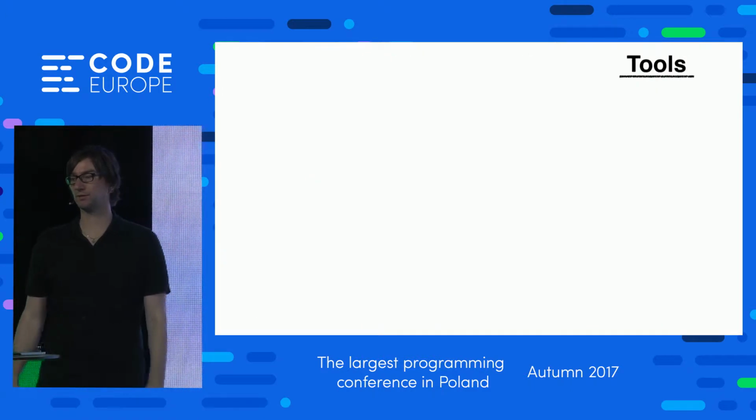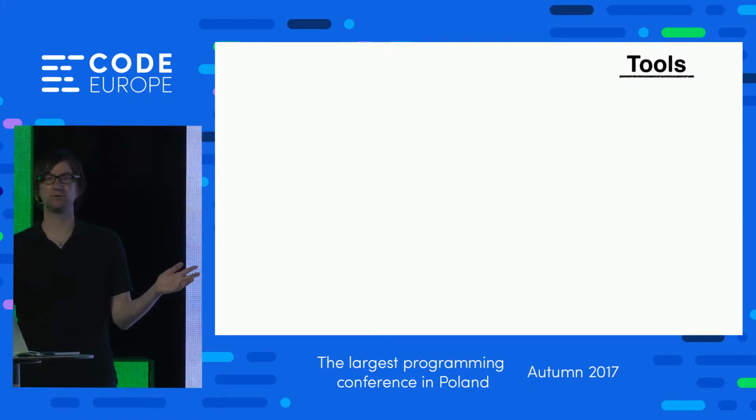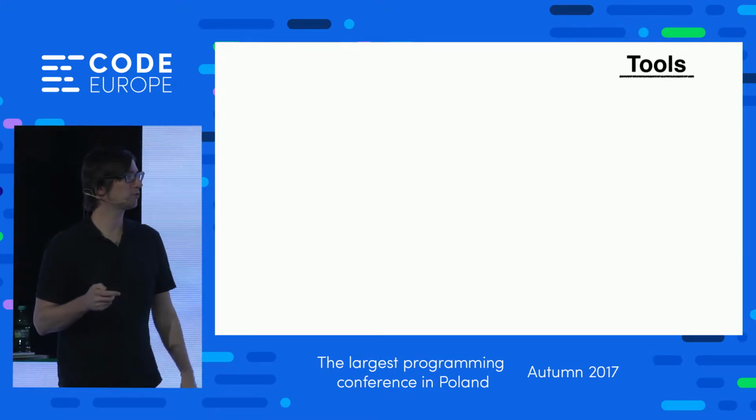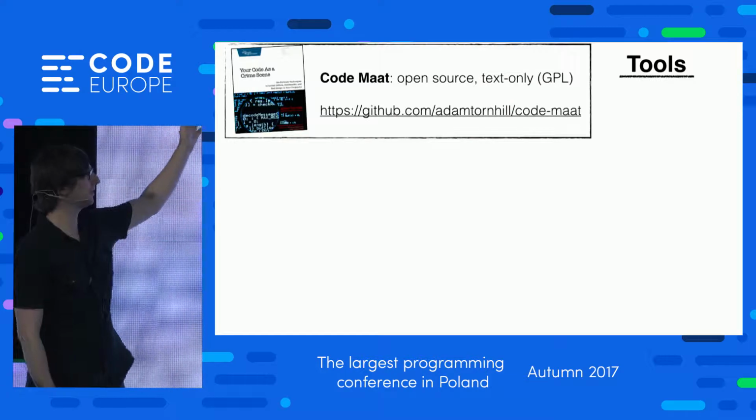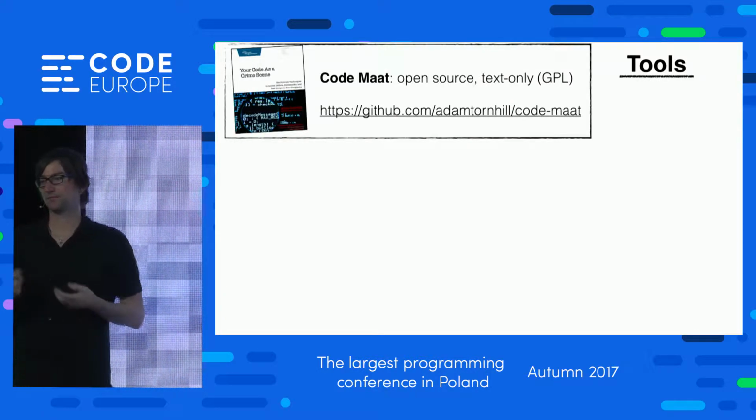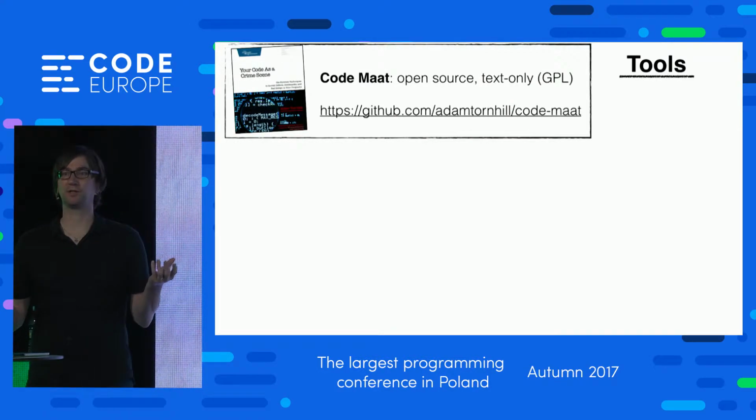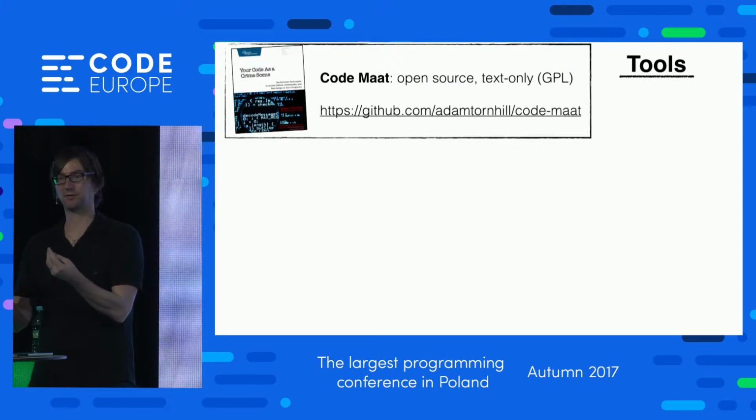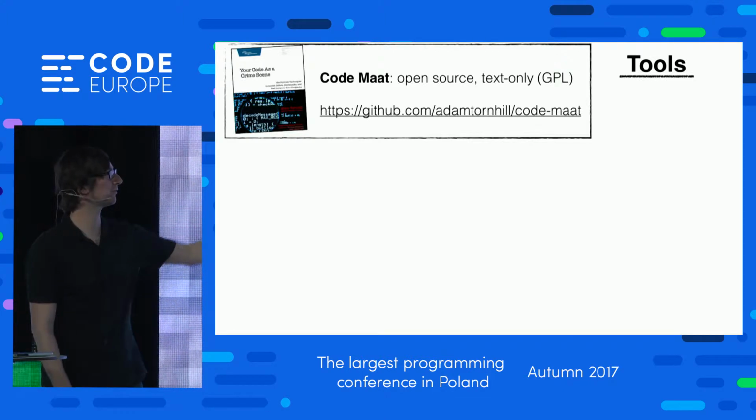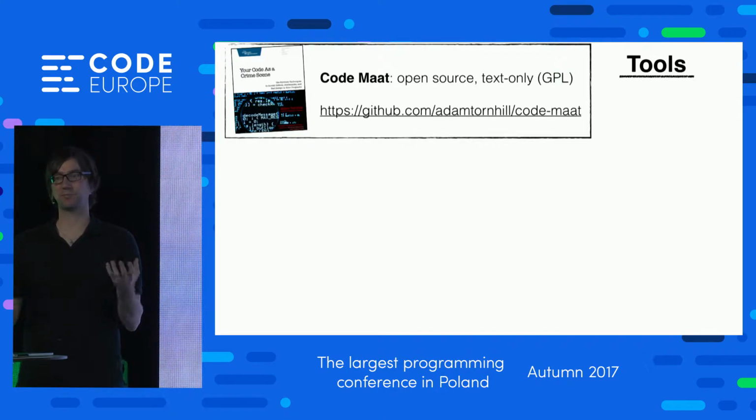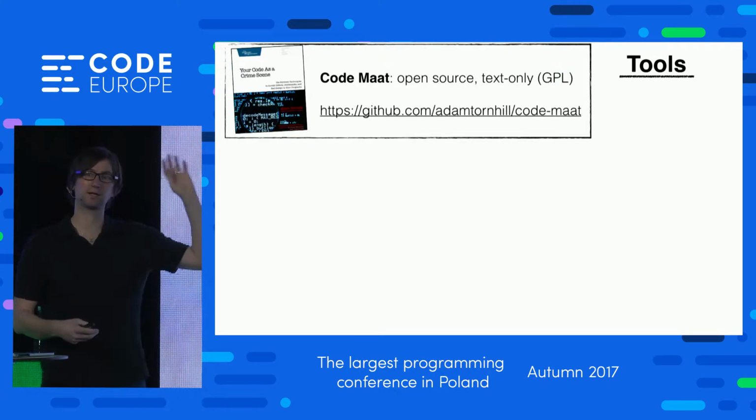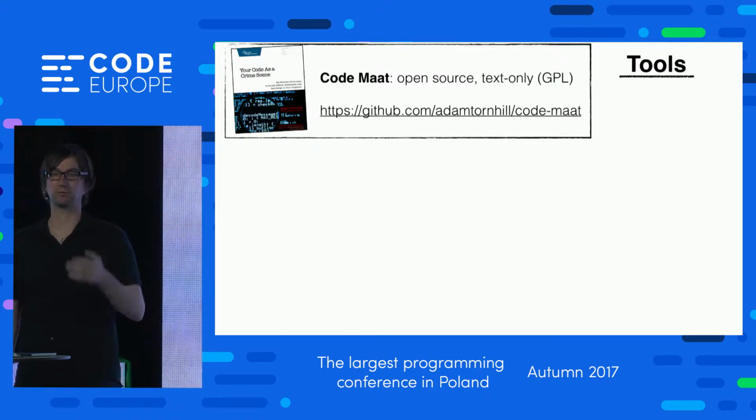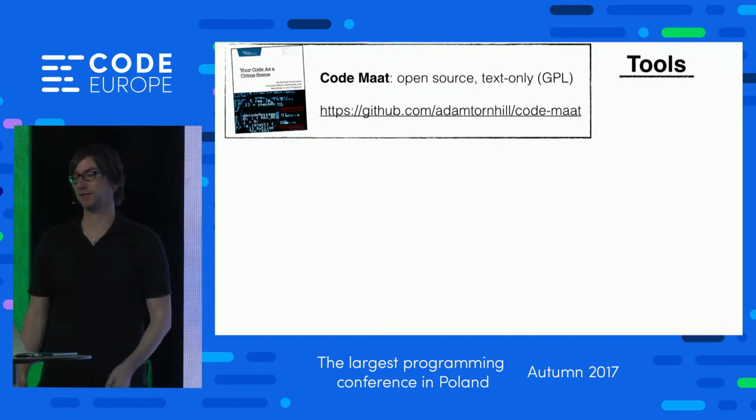All right, so what tools do I use to do all this analysis? Well, when I wrote my previous book, Your Code is a Crime Scene, there were no tools available that could do this kind of analysis. So I decided to implement a simple proof of concept that I open sourced as CodeMat. So it's available on my GitHub. It's capable of doing the hotspots and the temporal coupling stuff. And it may be a good starting point if you want to play around with these techniques.